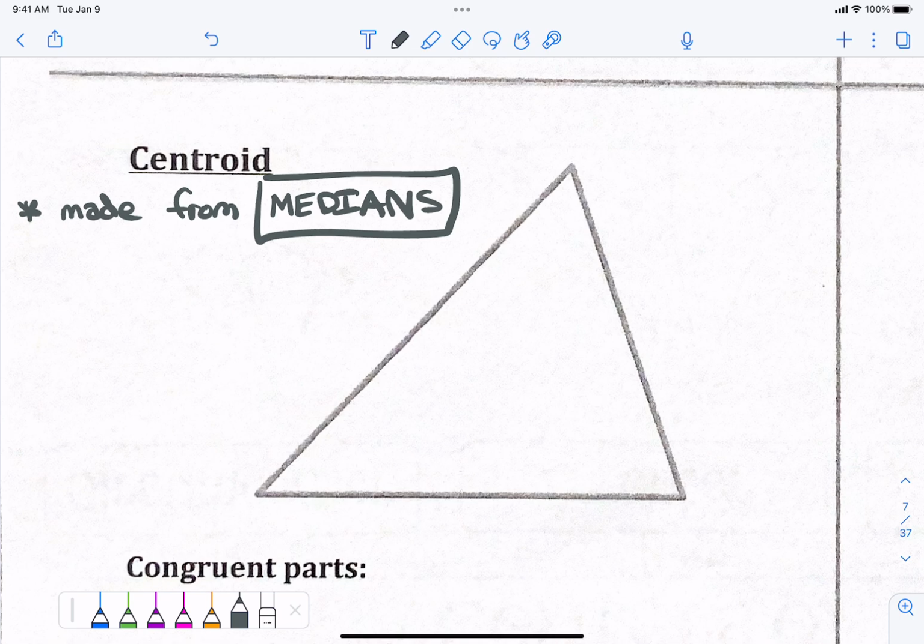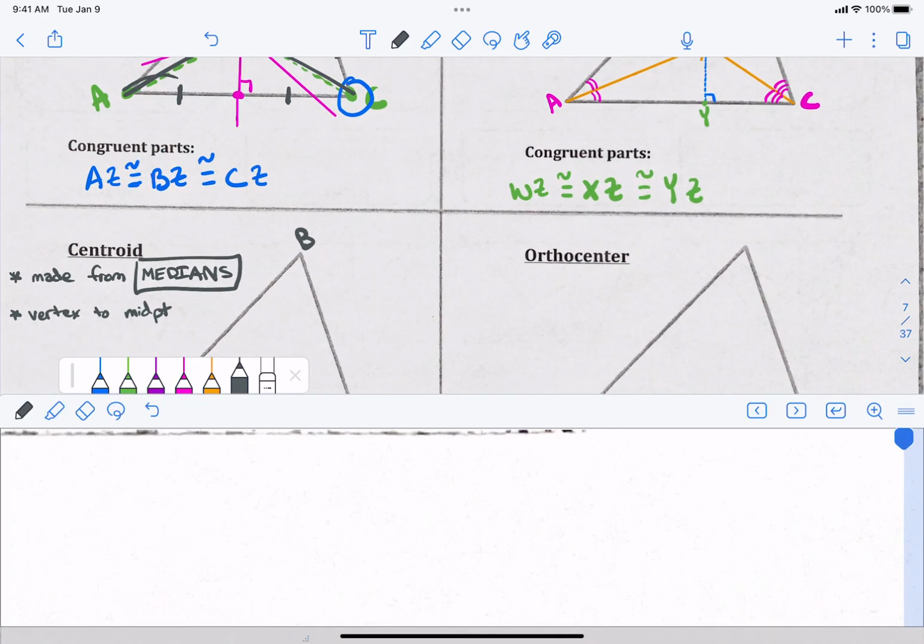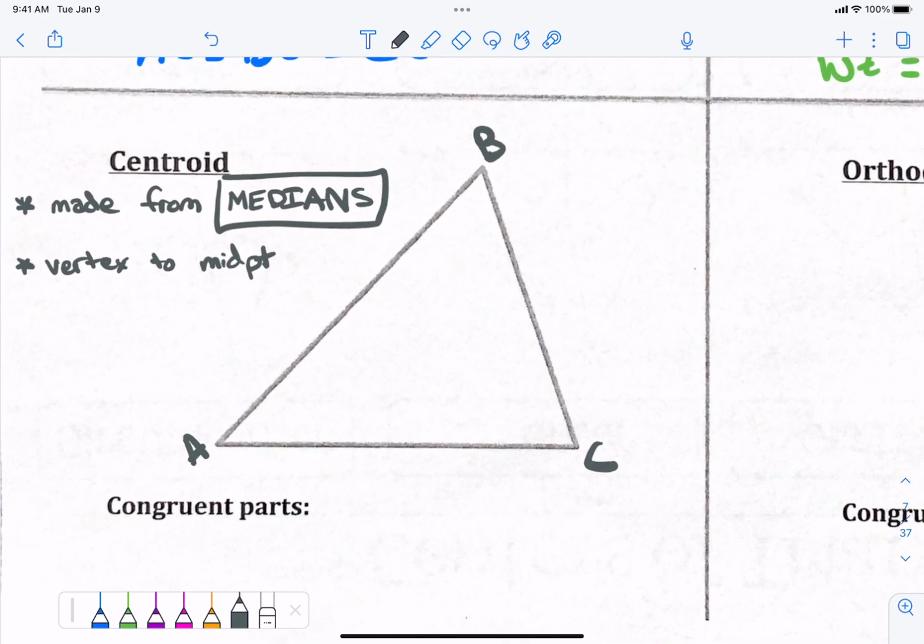All right, now here's what a median is. A median is from the vertex to the midpoint. Okay, vertex to midpoint. So we're connecting each vertex to each midpoint. Here is A, here is B, here is C. Those are all my vertices.